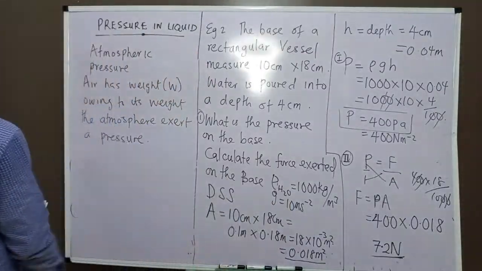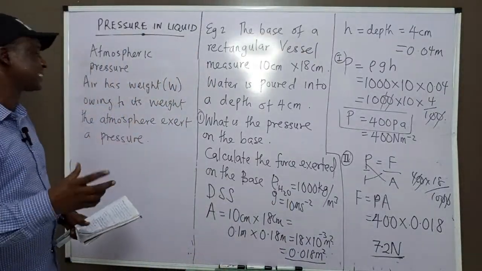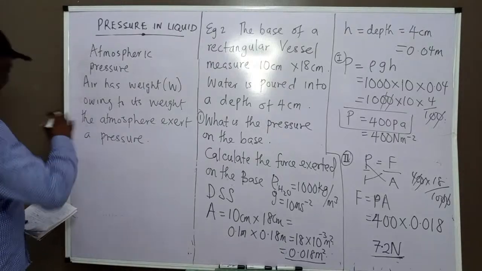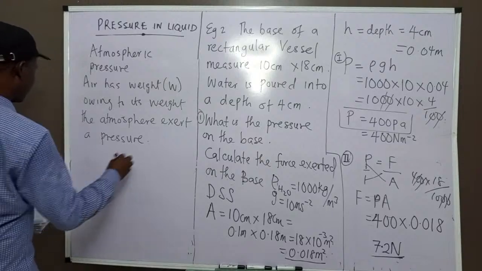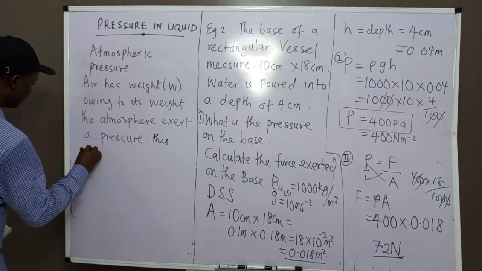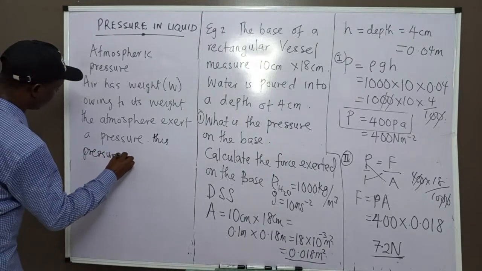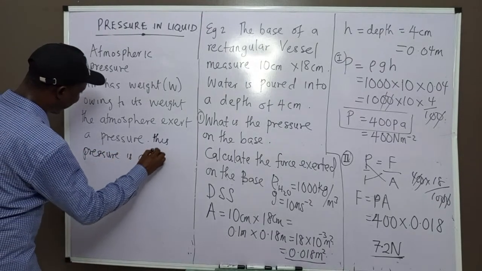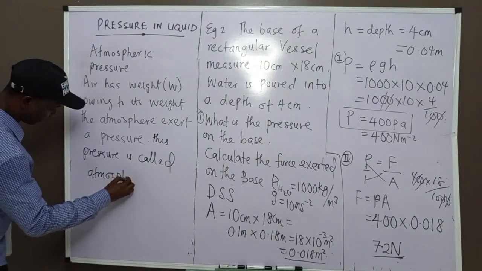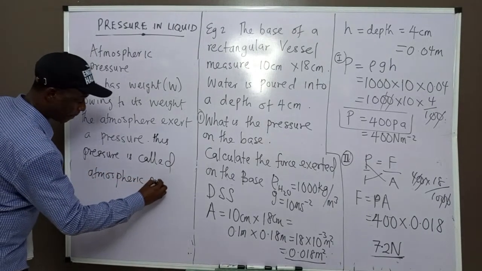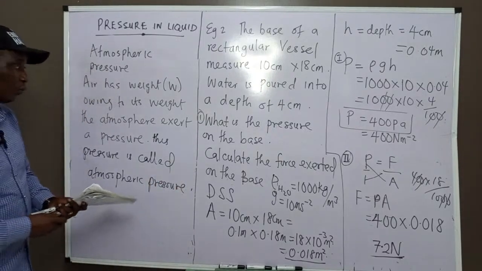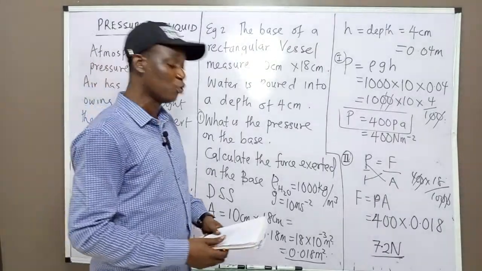Very important. And because the air has a weight, owing to this weight, the atmosphere exerts a pressure. So this pressure is called what? Atmospheric pressure. Pressure that is exerted by the atmosphere.